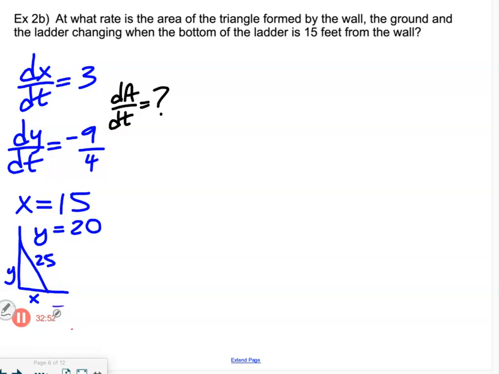All right, so I know dx/dt, I know dy/dt, I want dA/dt. I need an equation that relates A to x and y. Yeah, very good. Area of a triangle. Everyone agree? Okay. All right, find the derivative.